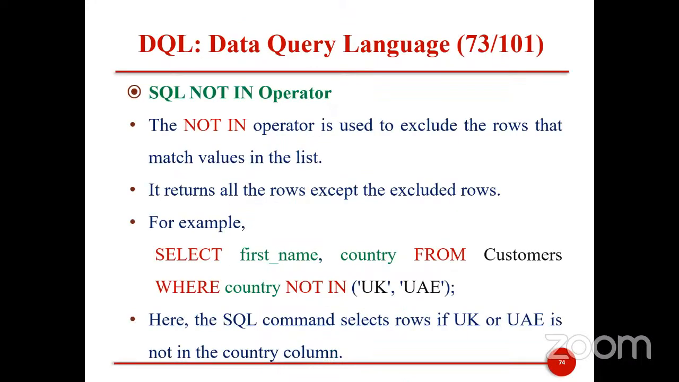Then we have not in. Not in is just the opposite of the other one that we have just explained, in. Not in means that the countries you specify in the brackets are the ones you don't want those customers to belong to. For example, the not in operator is used to exclude the rows that match values in the list. It returns all the rows except the excluded rows. The simplest example you can see there.